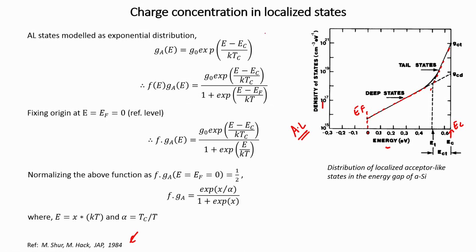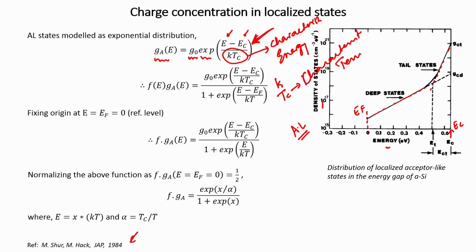A good way to approach this is by defining the density of states to be exponentially dependent on the energy. So, we say that the density of states is some prefactor times the exponential of E minus EC divided by a fitting parameter which is called the characteristic energy, kTc. Here, k is the Boltzmann's coefficient, and Tc is a parameter called the characteristic temperature, or one could also use the equivalent, which is the characteristic voltage, kTc by q.